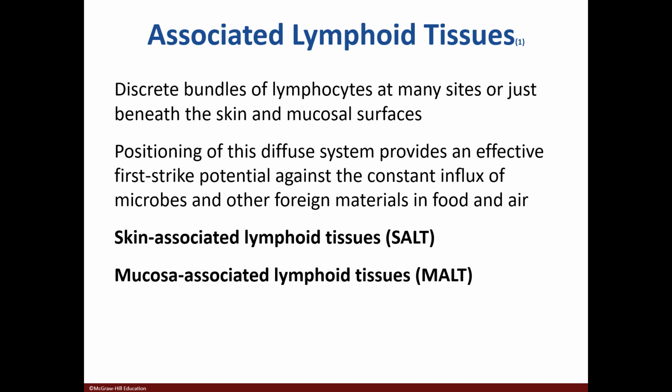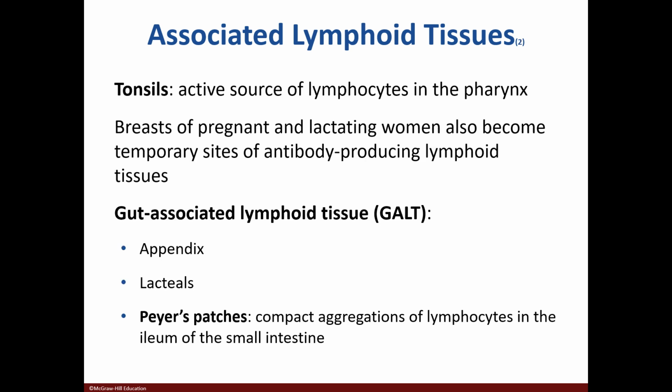Skin-associated lymphoid tissue and mucosa-associated lymphoid tissues contain lymphocytes that can provide a defense against microbes from food and air. Tonsils also contain lymphocytes, and the breast, in some situations, has antibodies. The gut-associated lymphoid tissue can be found in the appendix, lacteals in the intestinal villus, and Peyer's patches in the ileum of the small intestine.